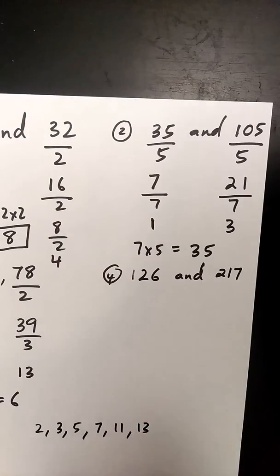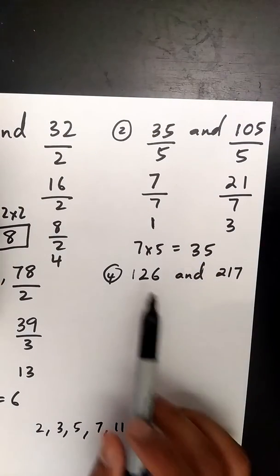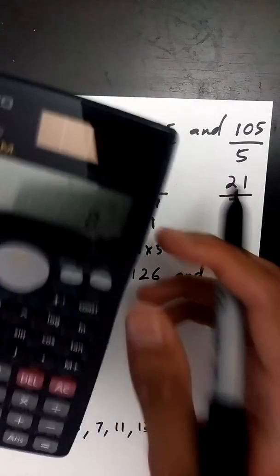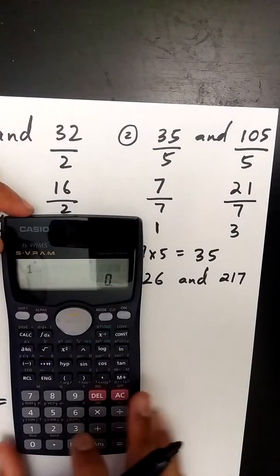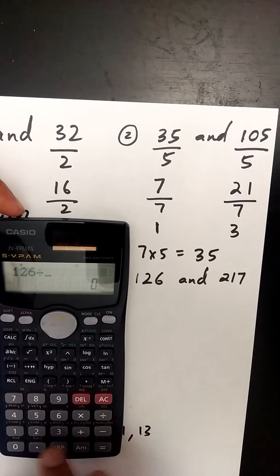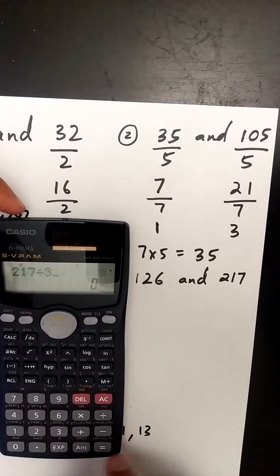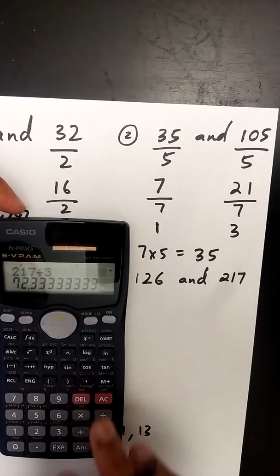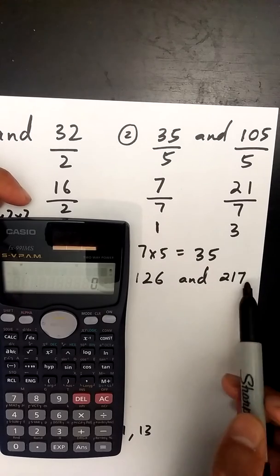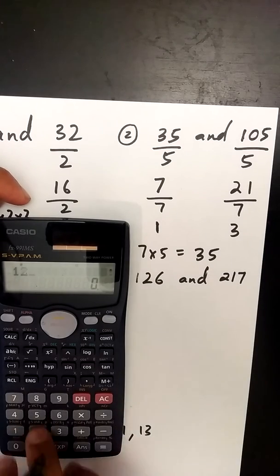Okay, so if I don't know what I can divide these 2 numbers by, I know I can't divide them both by 2. That's an odd number. I'm going to start with 3. So on my calculator, I'm going to type 126 divided by 3. That works. How about 217 divided by 3? Does not work. So I'm going to try my next one. I know 5s will not work on these because the numbers don't end with 5s or 0s. So next I'm going to try 7.